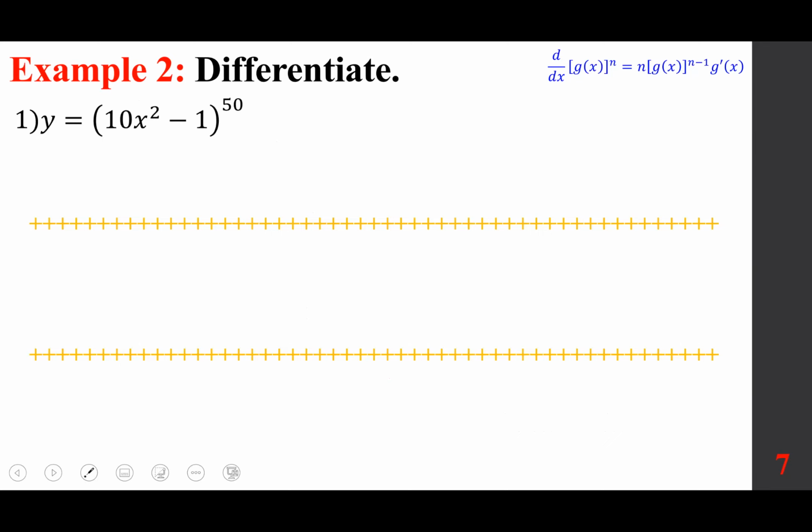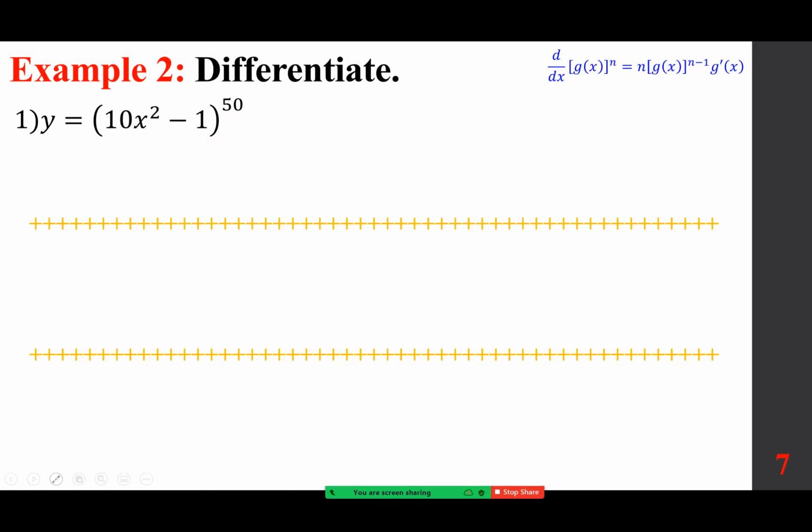We want to differentiate (10x squared minus 1) to the power of 50. We can clearly use the extended power rule, which means I'm going to put the number 50 in front. Then the same thing to the power of n minus 1, which makes it 49. And then the derivative of the inside is 20x.